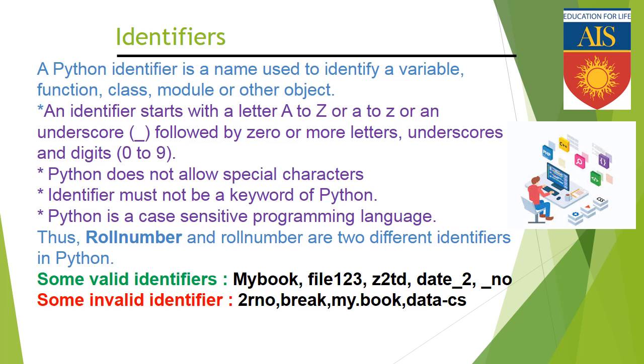Now some of the valid identifier names, you can see: myBook, file123, Z2D, next_date2, then _number. These are valid identifiers. Some of the invalid identifiers are 2RNO, then break, then my.book, then data-cs. These are some invalid identifiers.